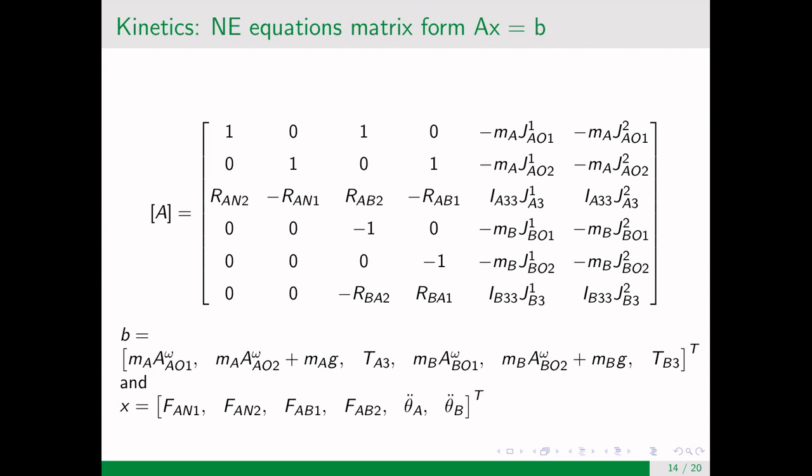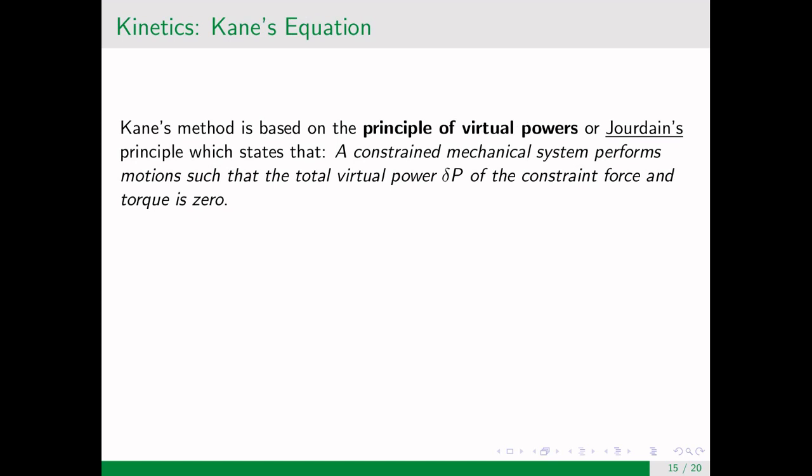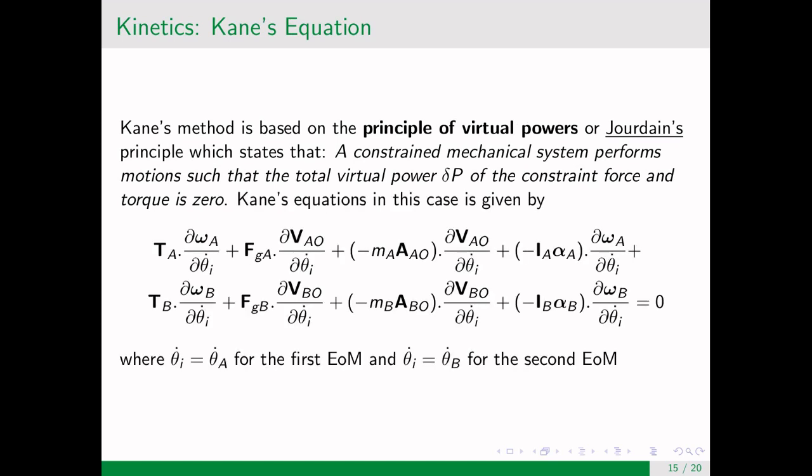Okay. If we use Kane's method, which is based on the principle of virtual power or Jourdain's principle, we write the sum of total virtual powers to be equal to 0. So there will be 2 equations, one for the first generalized coordinate, which is theta a dot, and the second equation for theta b dot. Both of them will include all of these terms, a total of 8 terms.